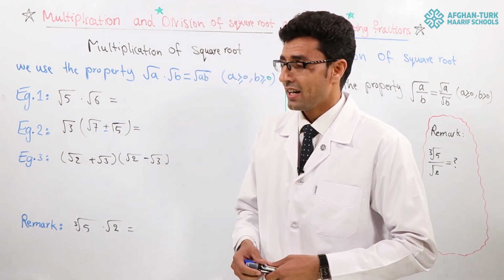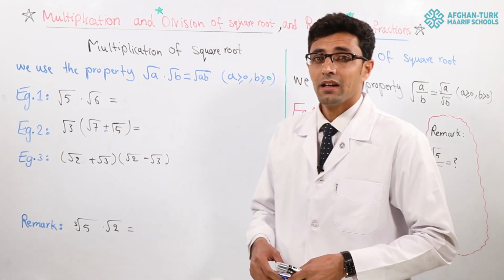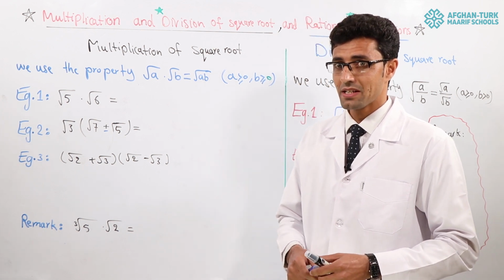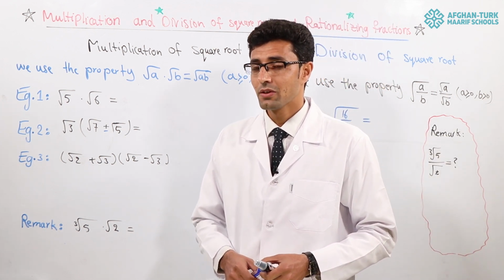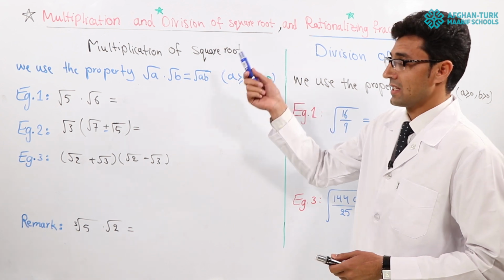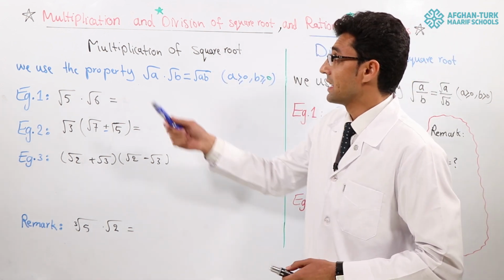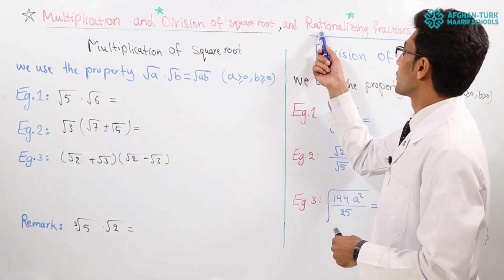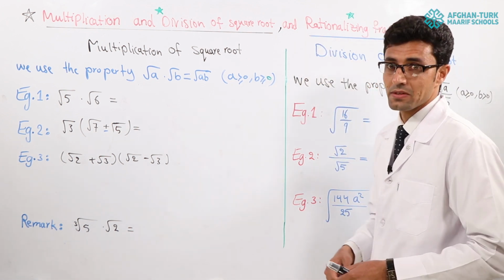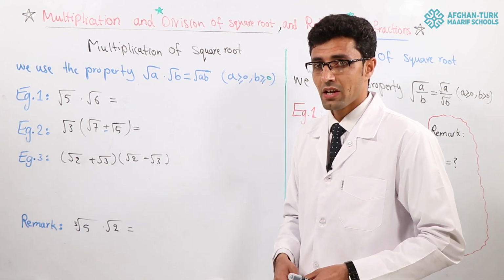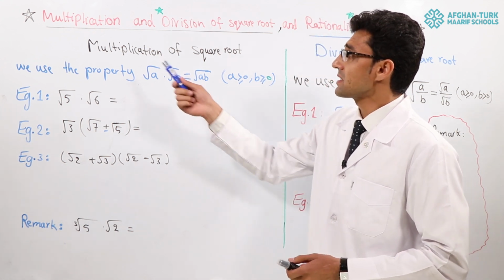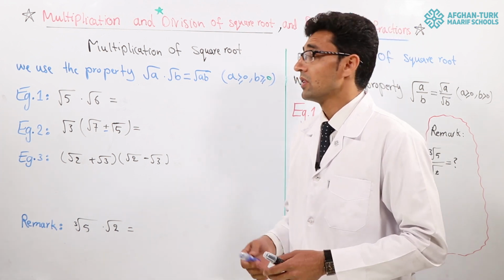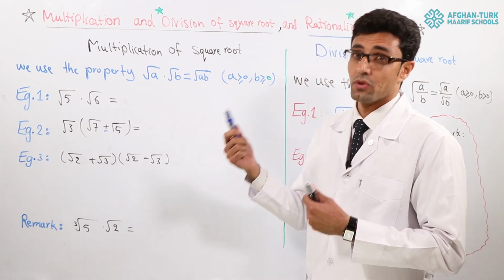Okay, I am sure that you remember what you studied in the previous lesson. You studied properties, addition and subtraction of what? A square root. And we will now study multiplication and division of a square root, and at the end rationalizing fractions. Okay, first of all, let's get a start to know how to multiply square roots.